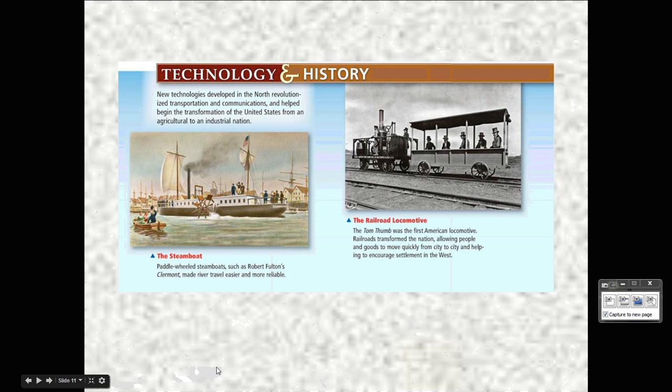Obviously, all of these technologies kind of come together, and there is some overlap between the Industrial Revolution and the Market Revolution, as technologies there are going to enable new markets to emerge.